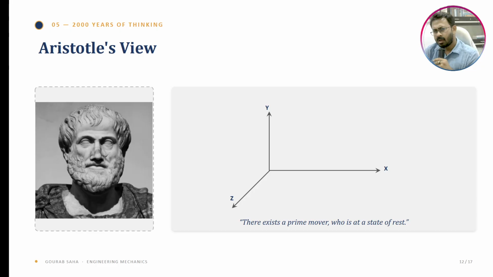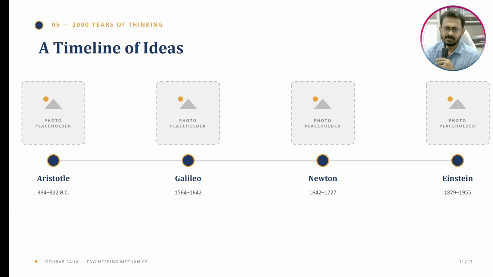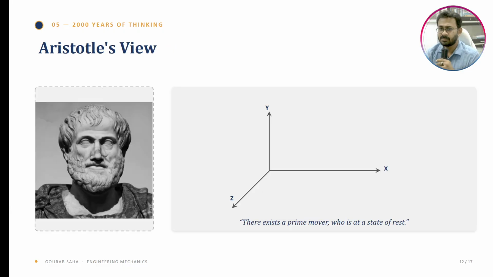So in short, Aristotle was saying that there exists a prime mover who is at a state of rest. That means there exists a point which is at rest. With respect to that point, we can measure any point. If it is 2D, then it is x and y coordinates. If it is 3D, it's x, y, and z coordinates. That's what Aristotle said, and the timeline is, again, 322 BC when he passed away. Now think how long the human civilization has taken to challenge this view that Aristotle put forward.